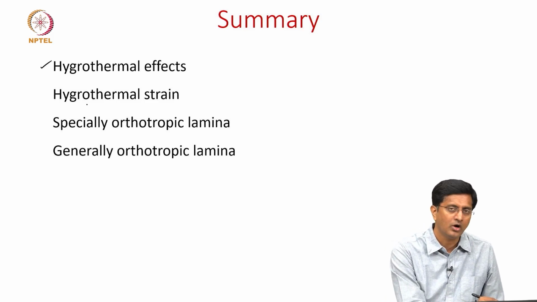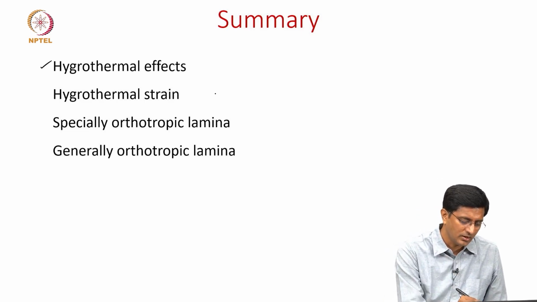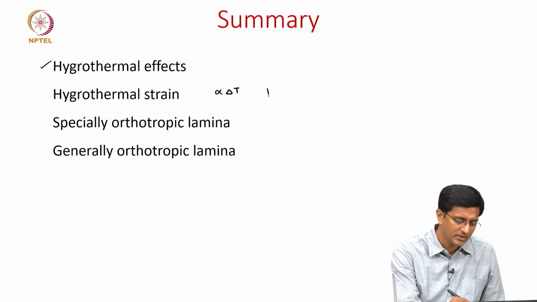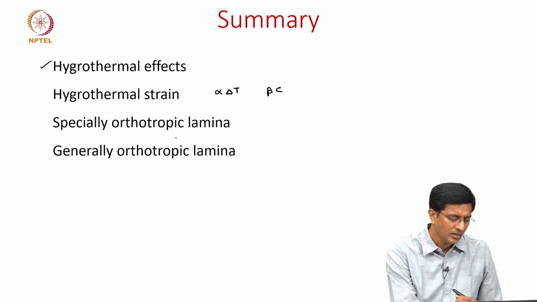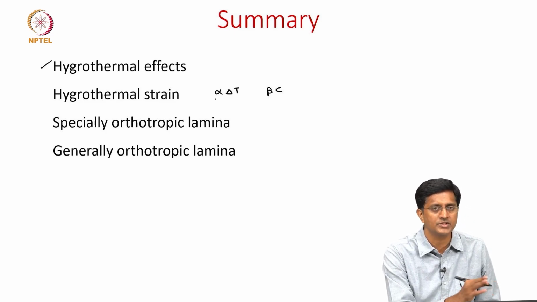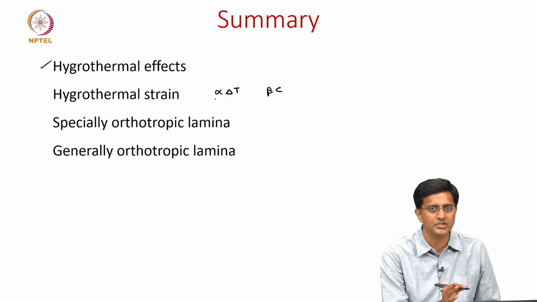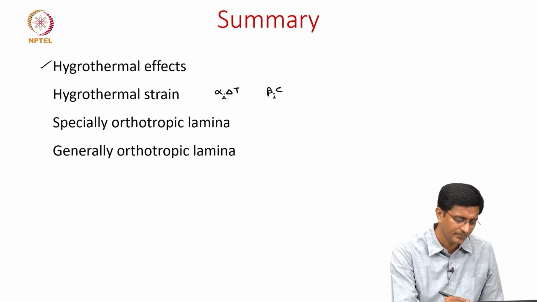And later we also showed how these effects bring in changes in the strain. So we said alpha delta T will bring in the changes in the strain because of temperature change, and beta C will bring in changes in strain because of change in moisture. And for isotropic materials, we could have simply written it as alpha and beta without a subscript because the properties are the same in all directions. But since we are looking at orthotropic materials where the properties change with direction, we should write it with a subscript, alpha i and beta i.